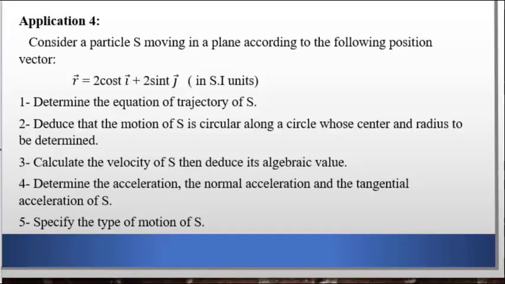Application 4. He said consider a particle S moving in a plane according to the following position vector r equal to cosine t along i plus 2 sine t along j. Determine the equation of the trajectory of S. We did that before. The equation of a trajectory, since the position vector r equals cosine t along i plus 2 sine t along j, then this is x and this is y. I have to find the relation between x and y.